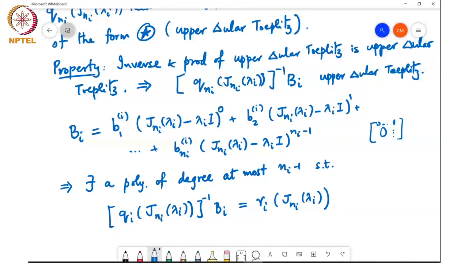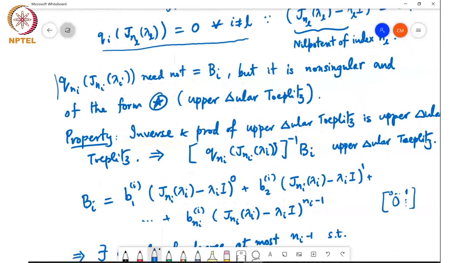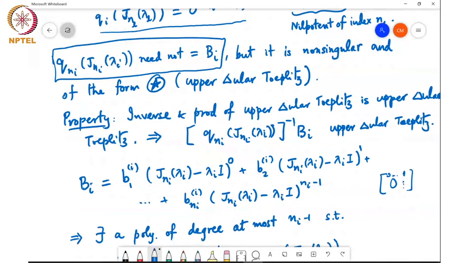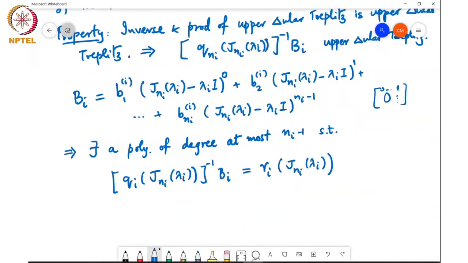So I have to do all this circus because whatever I used earlier, this q ni of this thing, this need not equal Bi. I have to do some circus to find another polynomial such that this property continues to hold, but q ni of j ni of lambda i will be equal to Bi. That is why I am doing all these steps here. So now I'm almost done with the proof.